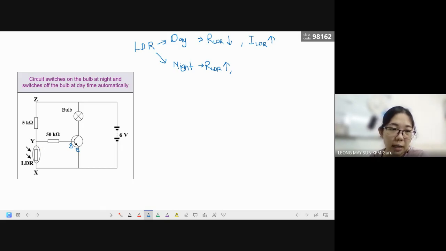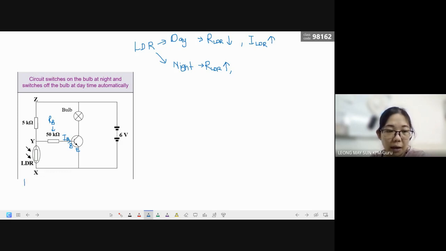Since the textbook didn't really emphasize these two, the resistance of 5 kilo ohm and the function of it, just know that this is the base resistor. Its main function is to lower down the current entering the base. This 5 kilo ohm and the LDR, light dependent resistor, is meant to be a potential divider. Since the textbook is focusing on the LDR's part, I'm going to explain the LDR only.